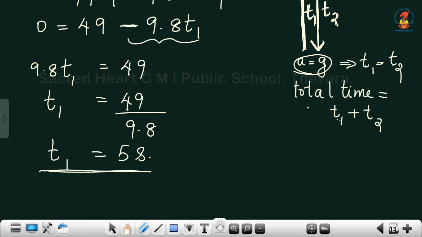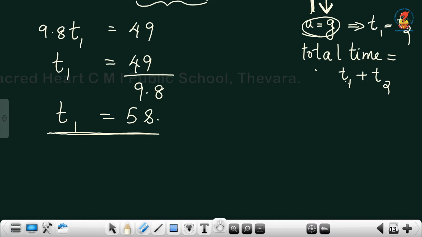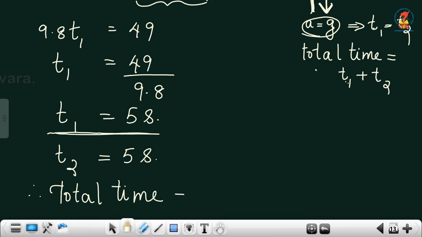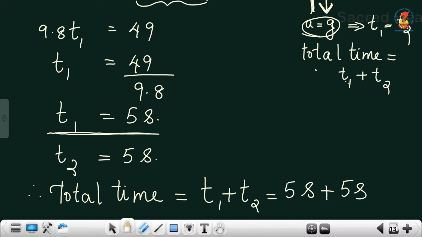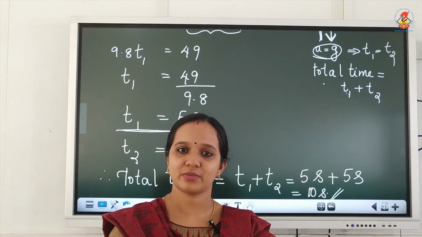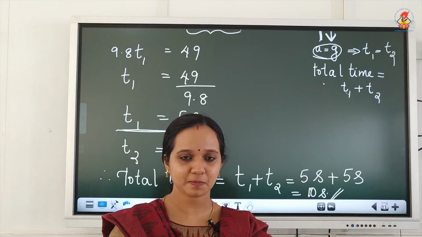To come back to the ground, again it takes a time of 5 seconds. Therefore, total time taken to reach back the ground is T1 plus T2 is equal to 5 seconds plus 5 seconds is equal to 10 seconds. This is the total time needed for a body to reach back the ground. Hope the problem is clear.